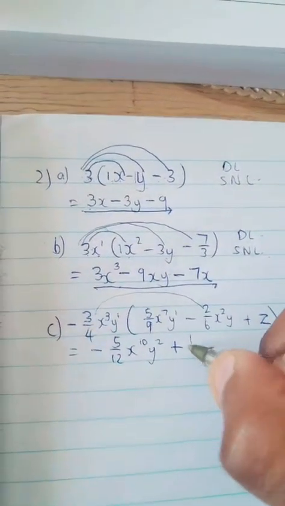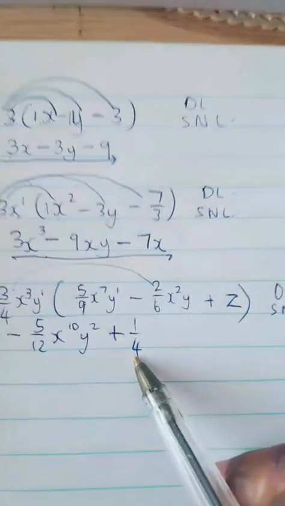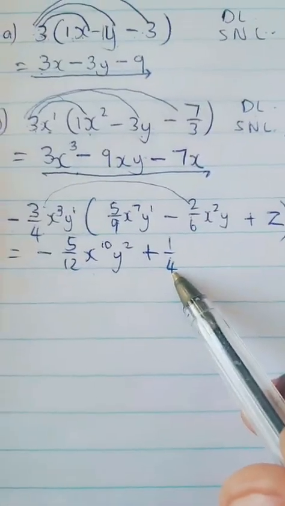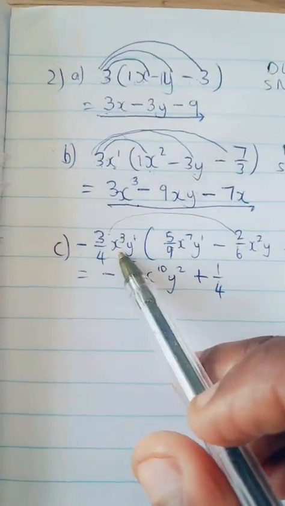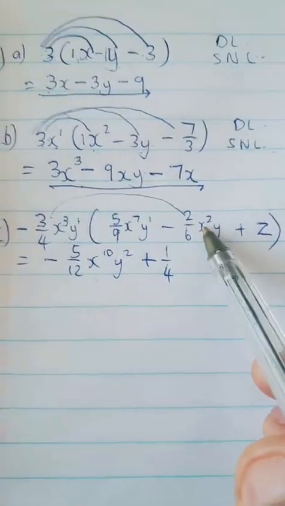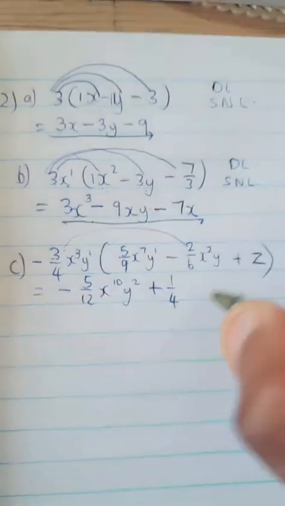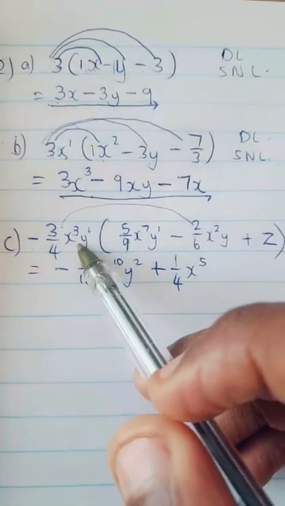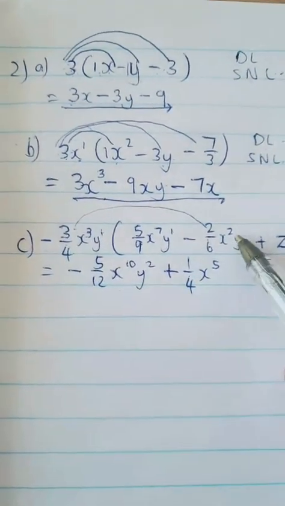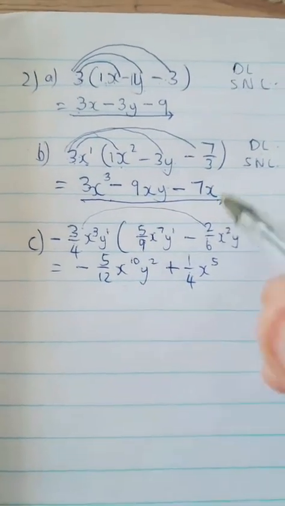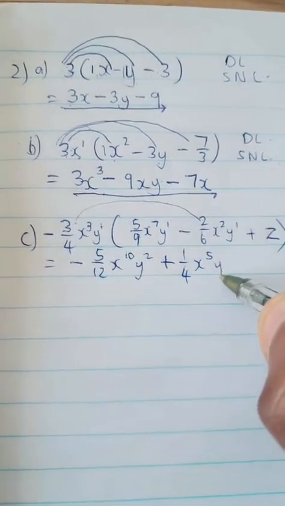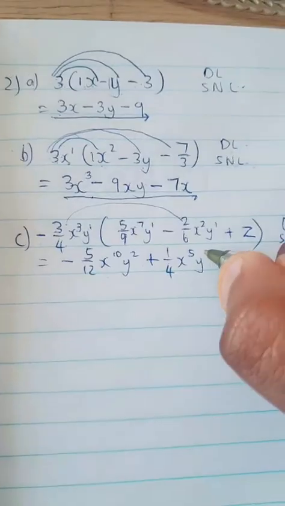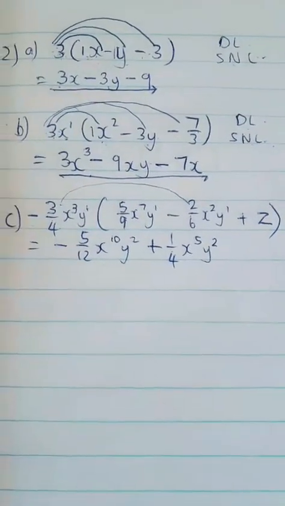So we have positive, the sign was taken care of. The number is 1 over 4. Then we move on to the letters. x cubed times x squared: we keep the base, we add the exponents, so this is x to the power 5. Then y times y to the power 1, there's a 1 there, we know. So we keep the base, add the exponents, it's y to the power 2.